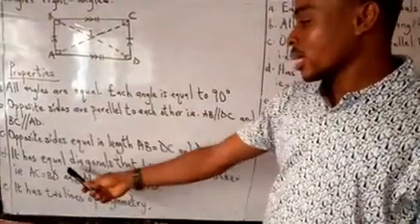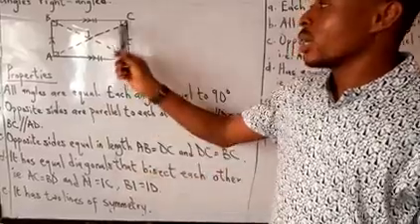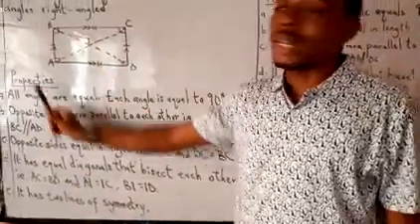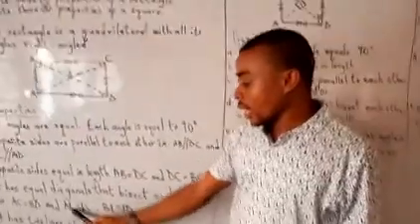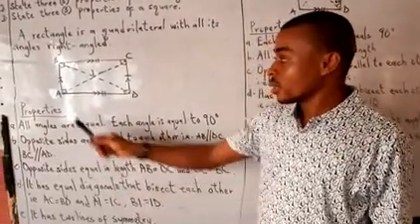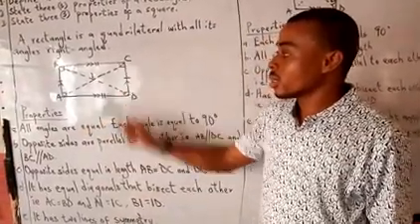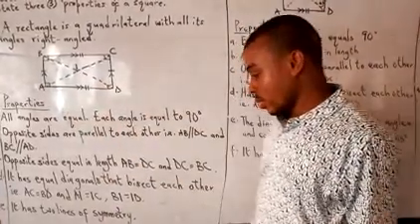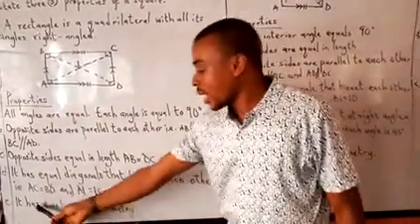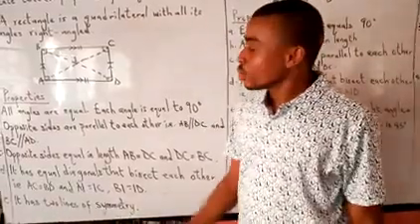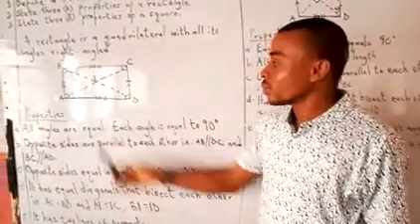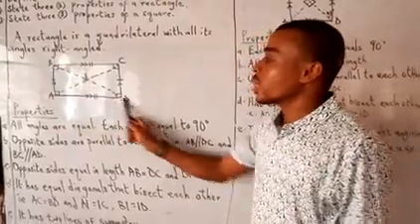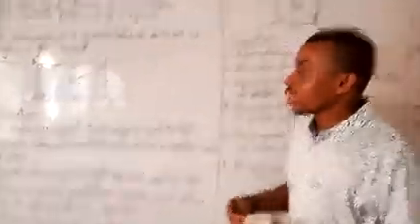Now, we are saying that a rectangle has equal diagonals. That means this line is also equal to this line in length. That's why we say that AI is equal to IC, and then BI is equal to ID. Last is that it has two lines of symmetry. There are two lines alone, this and this. Those are the two lines that can divide this shape into two equal parts.